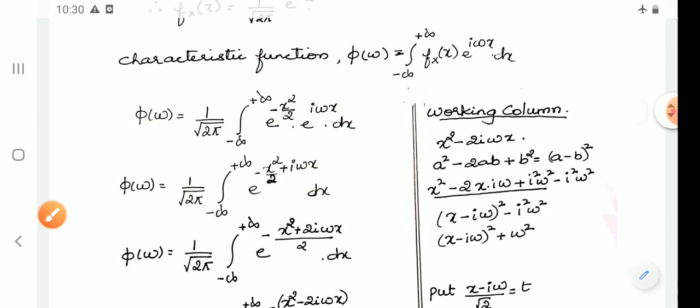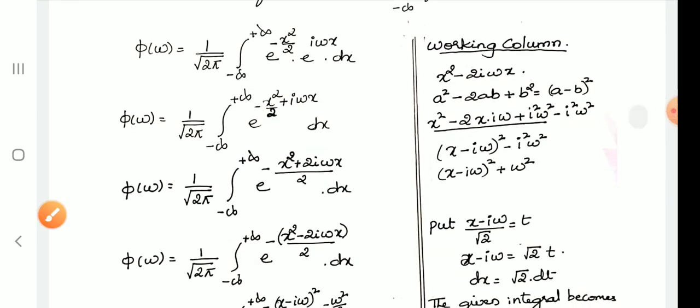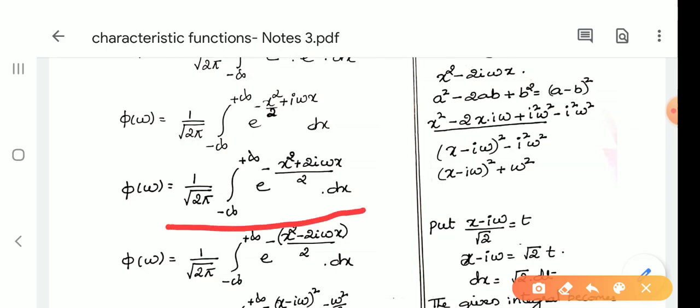When we add the powers, we get phi omega is equal to 1 by square root of 2 pi into integral minus infinity to plus infinity e to the power minus x square by 2 plus j omega x dx. We see that 2 in the denominator can be considered as the LCM, and after taking the LCM, phi of omega becomes 1 by square root of 2 pi into integral minus infinity to plus infinity e to the power minus (x square plus 2j omega x) by 2 dx.